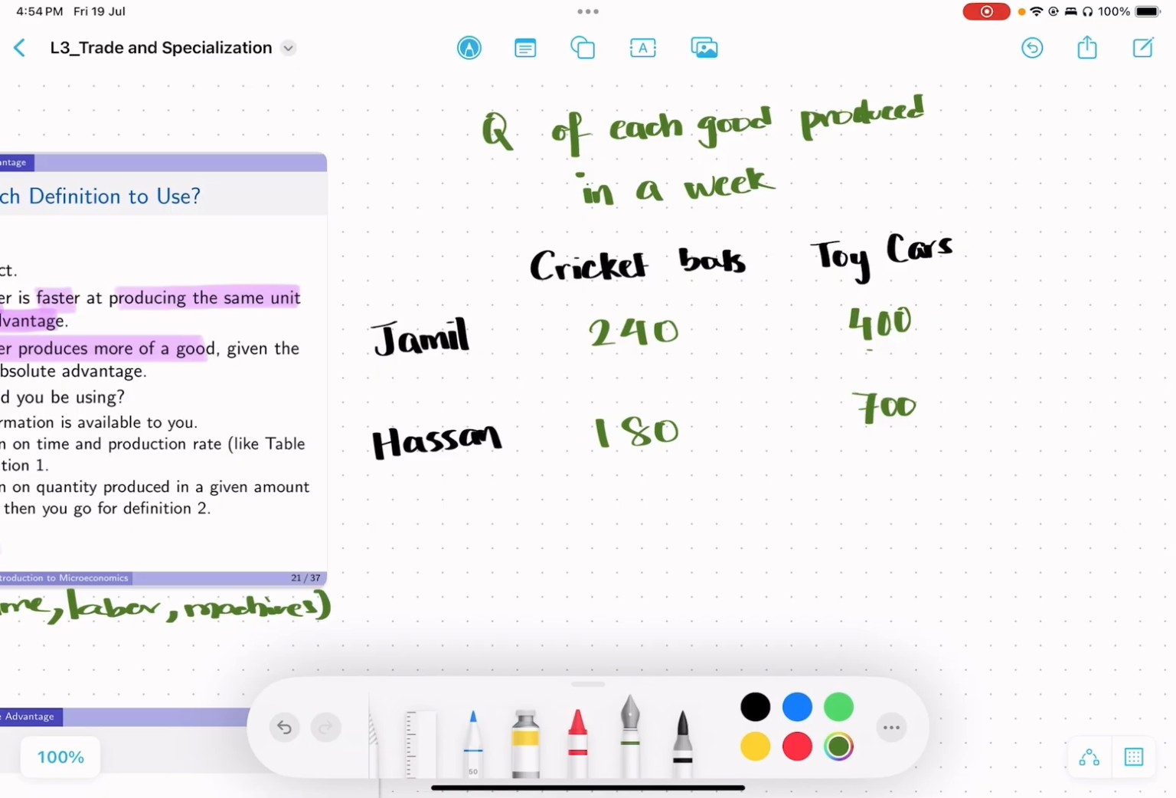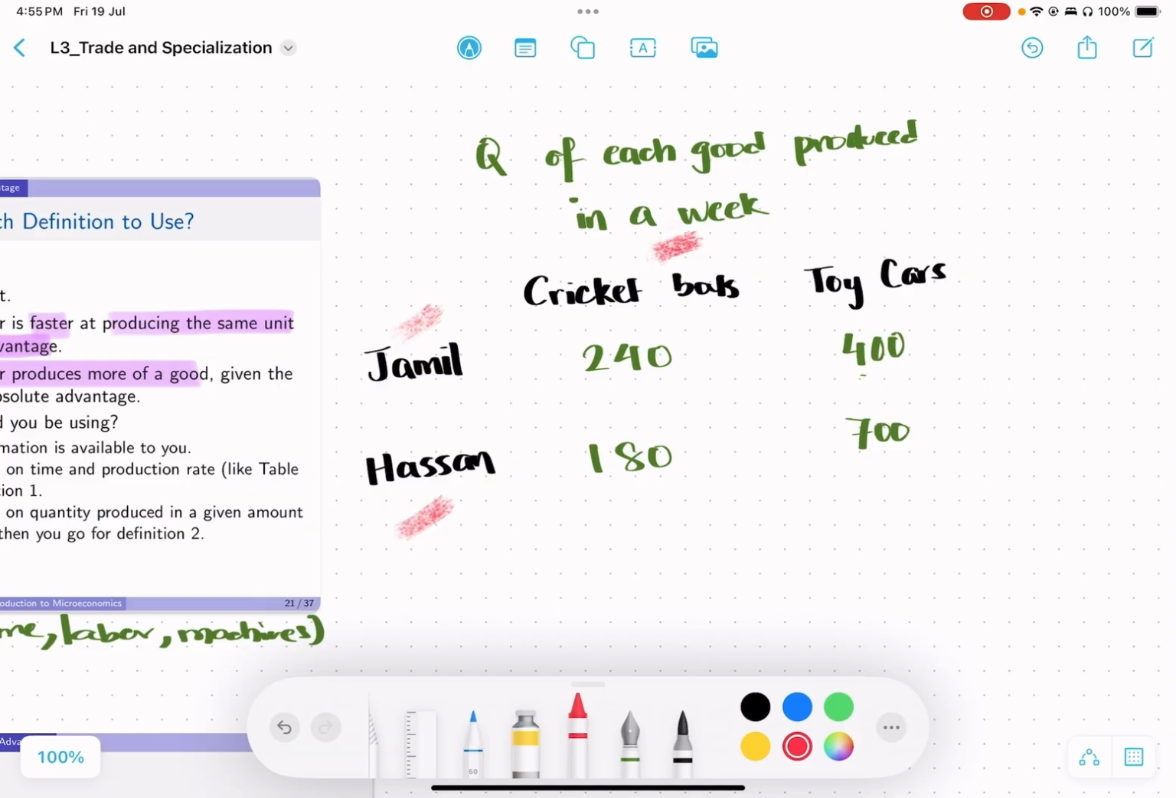Here I have a new example just to show you that the same guy doesn't always have to have absolute advantage in production of both the goods. So let's see here. There are basically two guys, Jamil and Hassan, and they can produce two types of goods, let's say cricket bats or toy cars. Here we always do the analysis column wise. By that I mean the question that we always ask is who has absolute advantage in producing cricket bats and who has absolute advantage in producing toy cars.